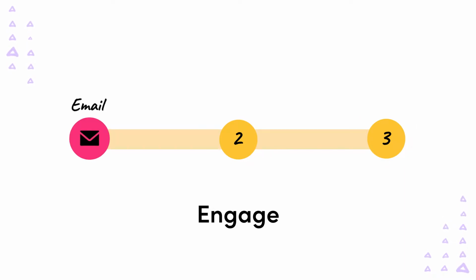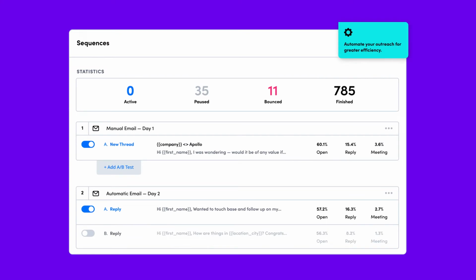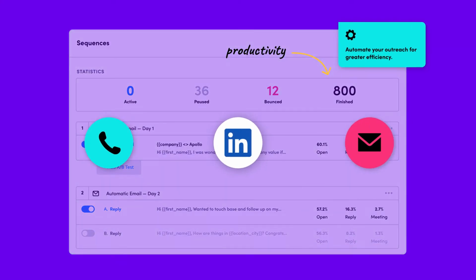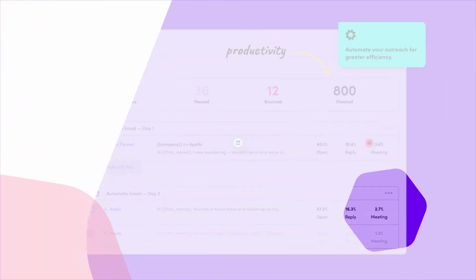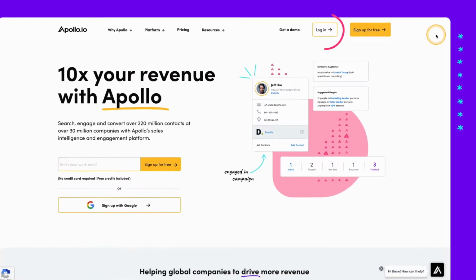The first way is with an email. The second is with a phone call. And the third is with a sequence. A sequence is something that can include a chain of emails or other customizable contact flows like calls, social media touches, and more. We'll give you a high-level overview of each of these methods and how it all works in Apollo. To begin, go to apollo.io and log in.